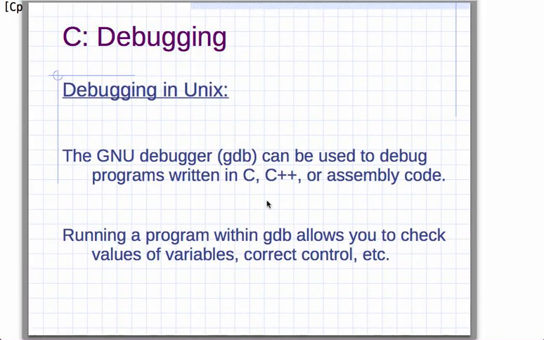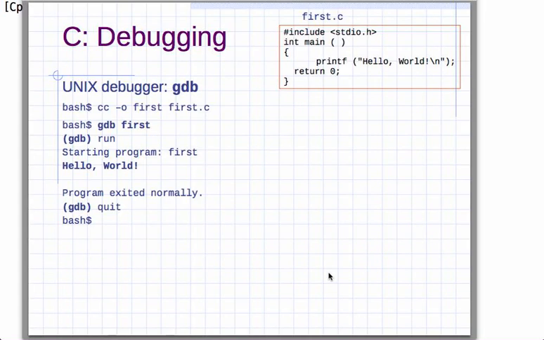Okay, so on to the main topic, that is debugging. There's a number of debuggers that we can use in Unix, but the standard one is the GNU debugger, GDB, which can be used to debug programs written in C, C++, or assembly code, or actually a number of other languages. But these are the ones that we'll be interested in: C, C++, maybe assembly code. Running a program within GDB allows you to check values of variables, check and make sure that it's going to the right places when you have control flow, things like that. So let's see how we can do this.